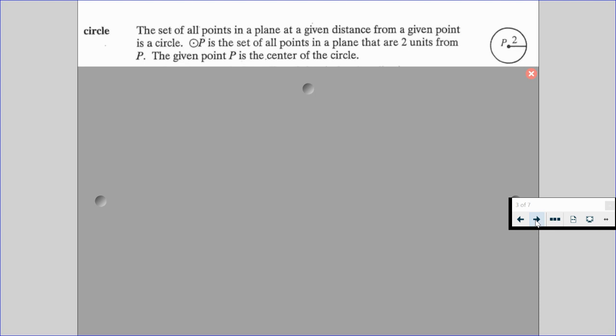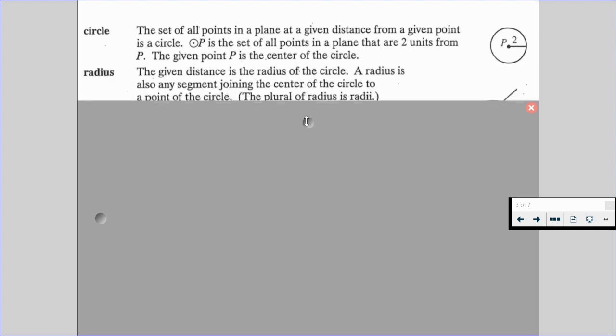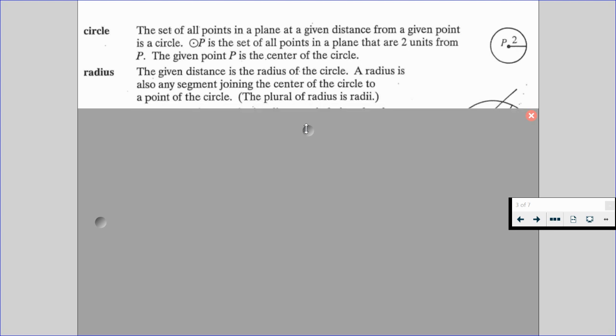A circle is a set of all points in a plane at a given distance from a given point. So a circle P is a set of all points in a plane that are 2 units from the point P. The given point P is what we call the center of the circle. We also have the radius. The given distance is the radius of a circle. The radius is also any segment joining the center of a circle to a point of the circle.